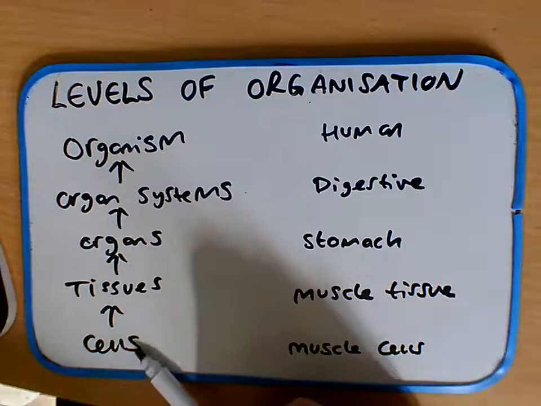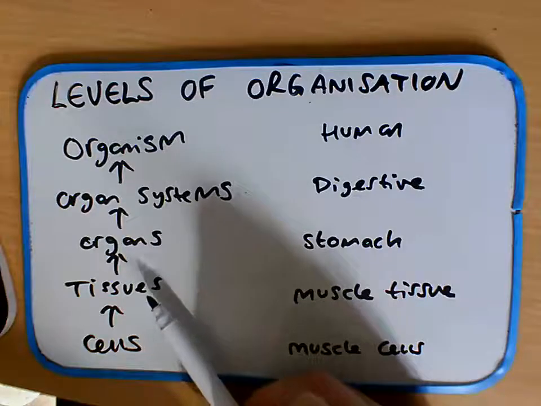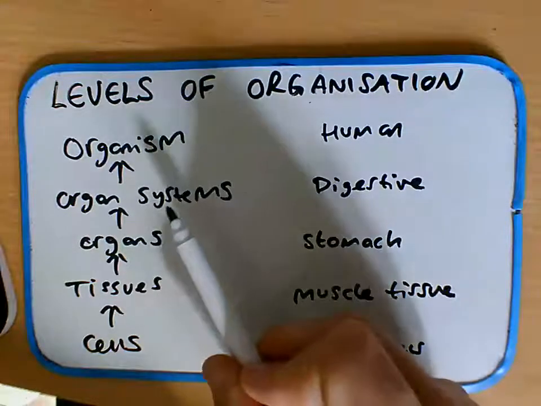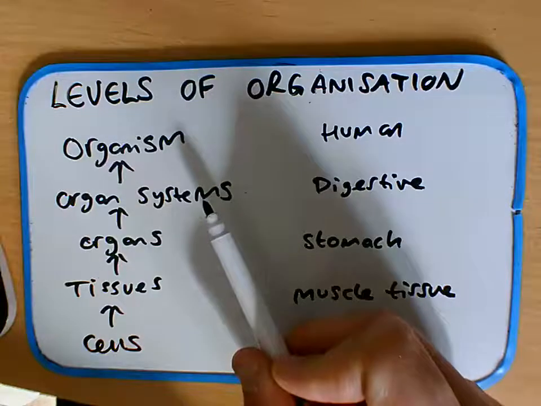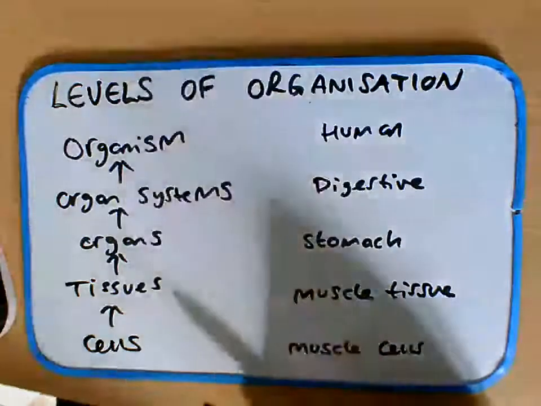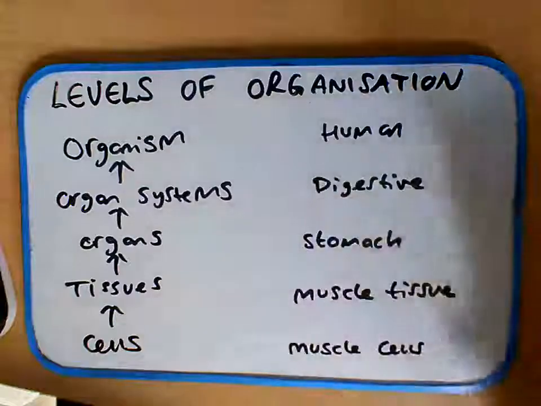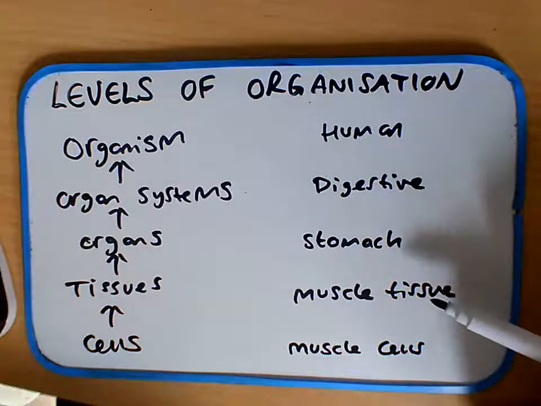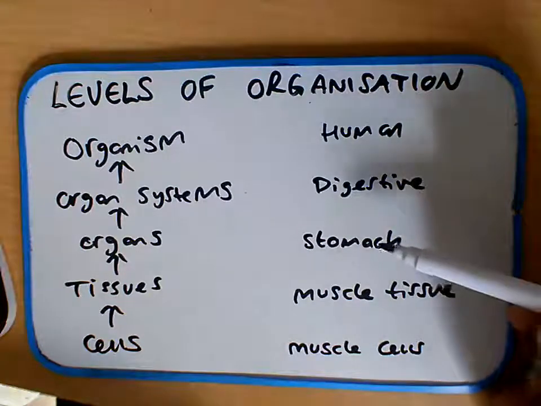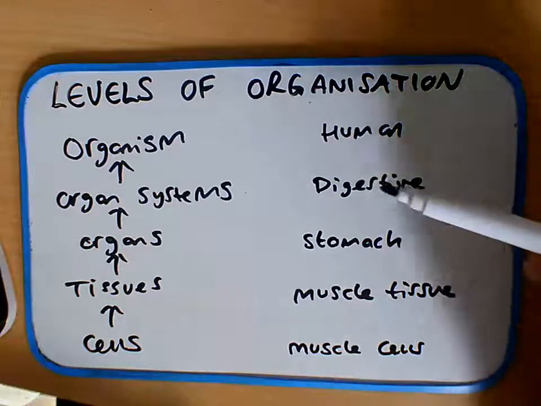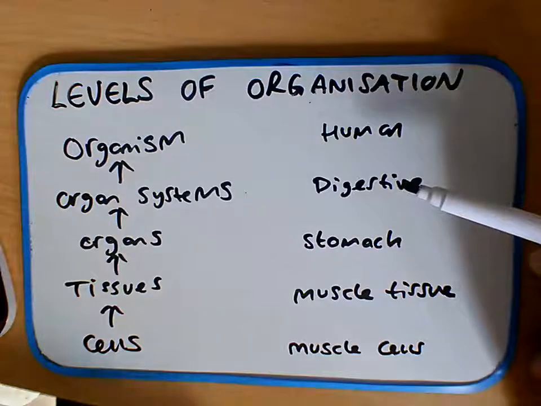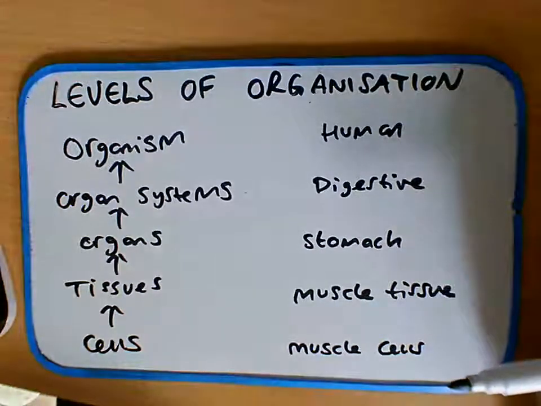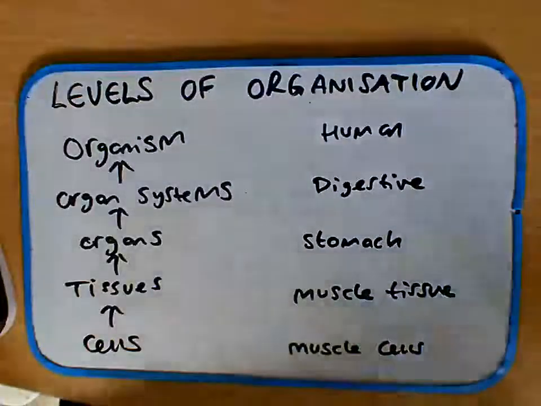The cells then work together to make tissues. Tissues then work together to make organs. Organs work together to make organ systems, and organ systems work together to make the organism itself. So a good example is individual muscle cells, which are making up some muscle tissue that surrounds the stomach. The stomach is part of the digestive system, and then that plus all the other systems in the body make the human being. So that's levels of organization.